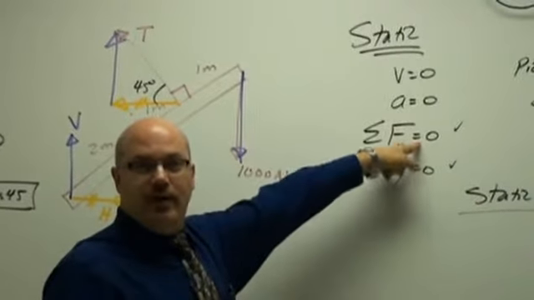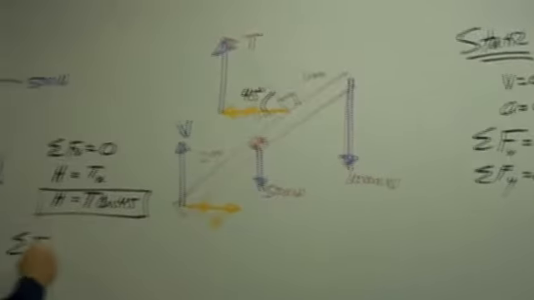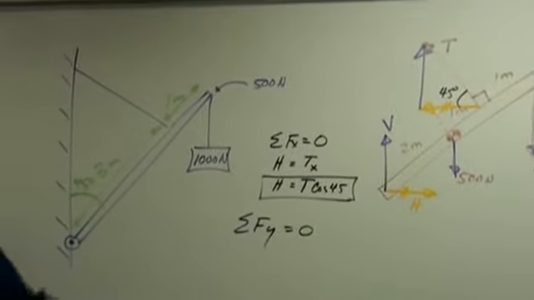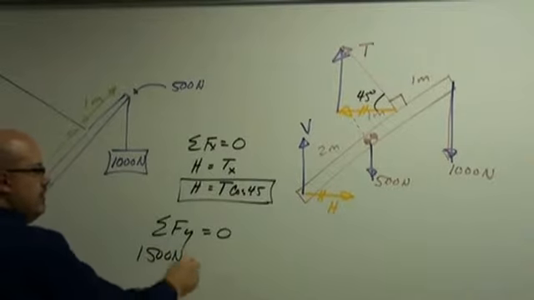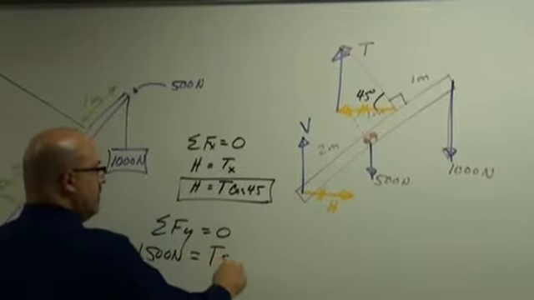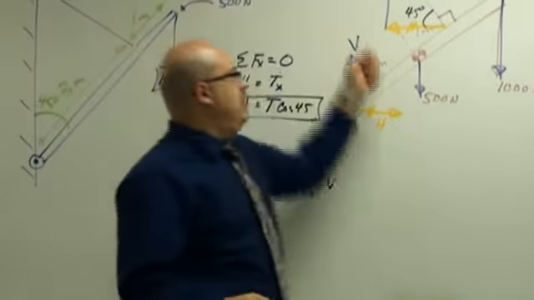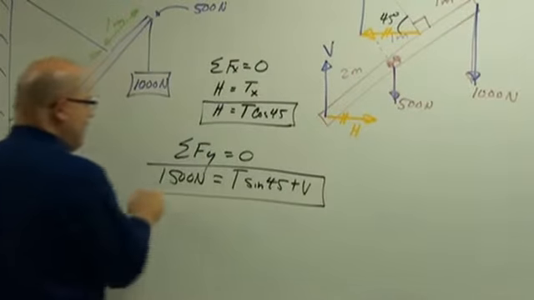Okay. Can I write this statement? Will you please write this statement for me? What do the sum of the forces in the y adding up to 0 look like? 1,500 newtons equals T sine 45 plus V. There you go. So the ups equal the downs, right? That must be true. So we got that as our true statement.